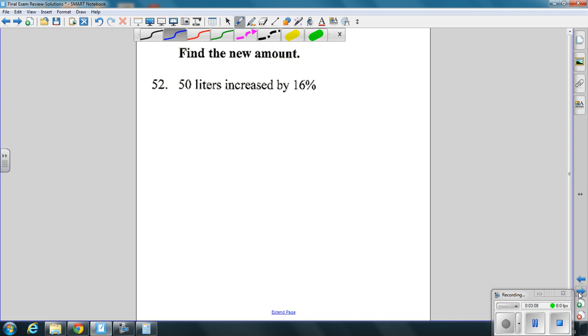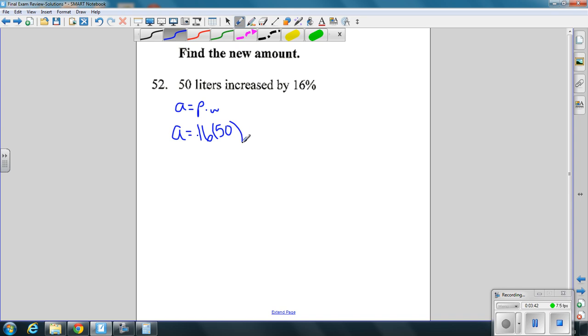52, find the new amount. We have 50 liters being increased by 16%. So what this question is really saying is, what is 16% of 50? So let's use the formula A equals P times W. So A equals 0.16 or 16 hundredths of what number? The total or the whole.